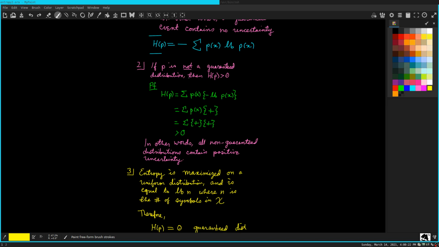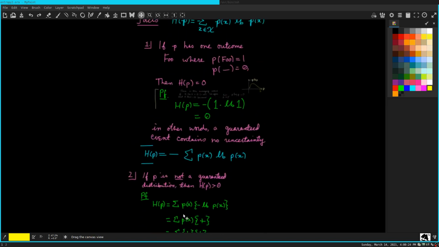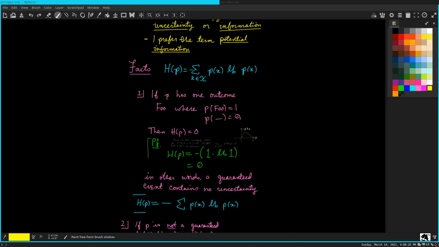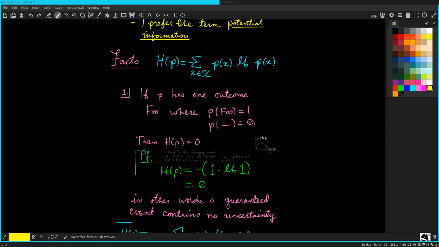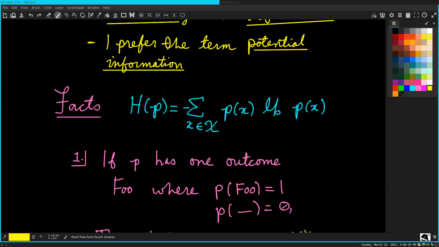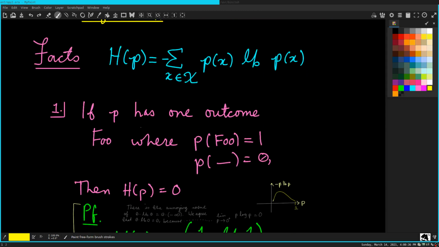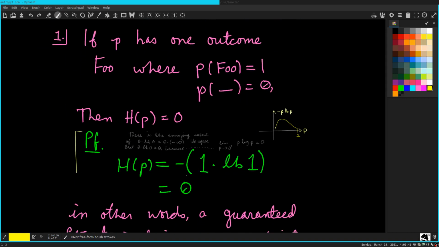That's what these 3 facts are, but let's go into establishing each of them. And it's really trivial, it's just some algebra. First, there is a little bit of subtlety. Here's the formula again. If p has one outcome foo, where the probability of foo is equal to 1 and the probability of everything else is equal to 0, then the entropy of p is equal to 0.